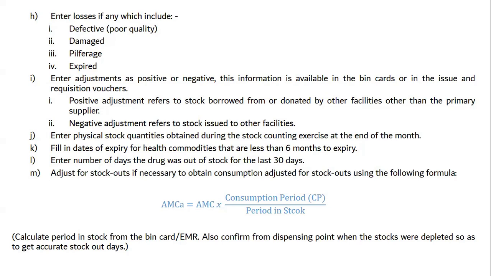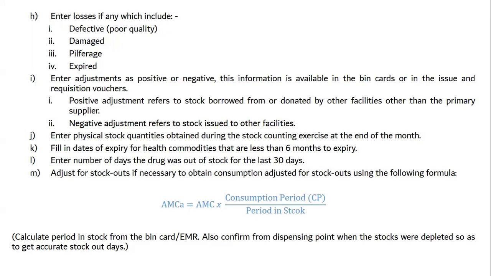You fill in dates of expiry for health commodities that are less than 6 months to expire. You have to fill this. Again, it's a key indicator of what you need to redistribute, either within the county or what the county cannot consume. We also tend to reach out to the neighboring counties. So enter the number of days the drugs have been out of stock for the last month, or simply said, for the last 30 days.